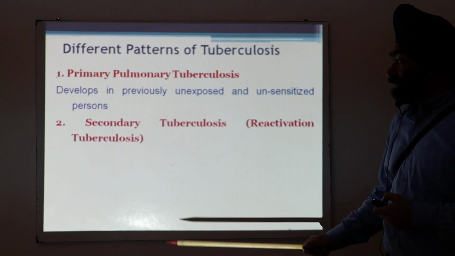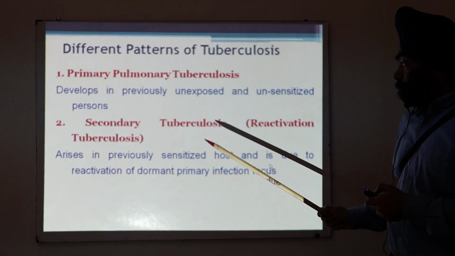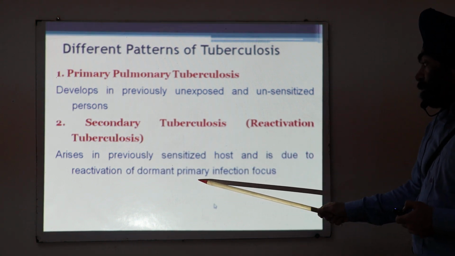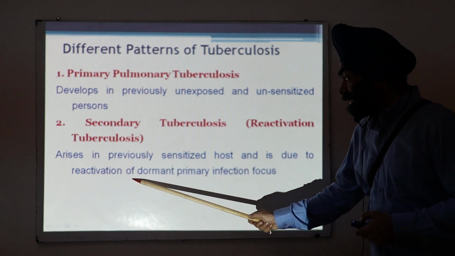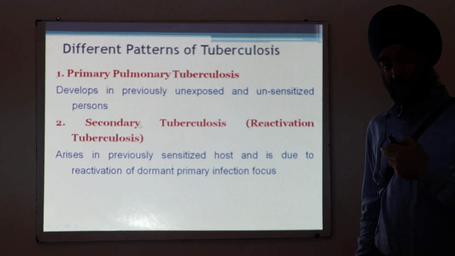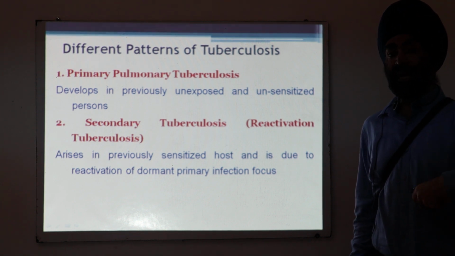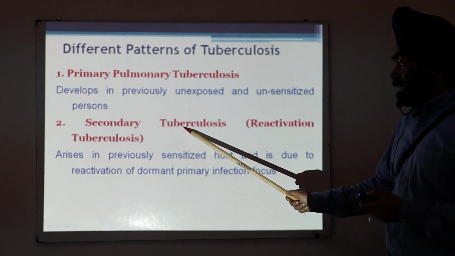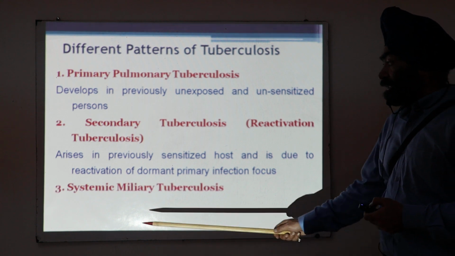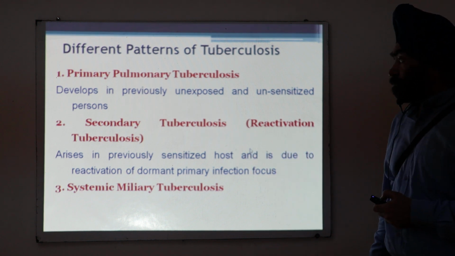Now second pattern, it is called secondary tuberculosis. It happens when there is a previously sensitized host and due to the reactivation of the dormant primary infection focus. It means that there was primary tuberculosis. Now that was dormant, inactive for a certain period of time. Now it has reactivated. So that is called secondary tuberculosis. I will discuss primary and secondary in more detail. Third is the systemic miliary tuberculosis. So first I will discuss the primary pulmonary tuberculosis.